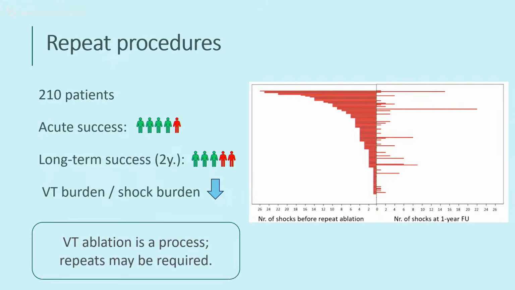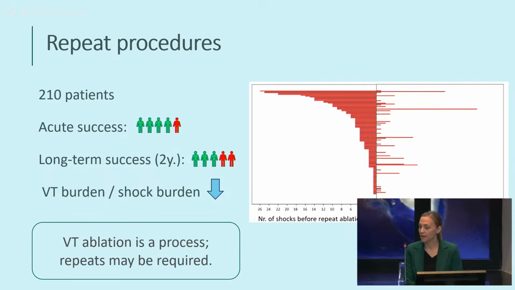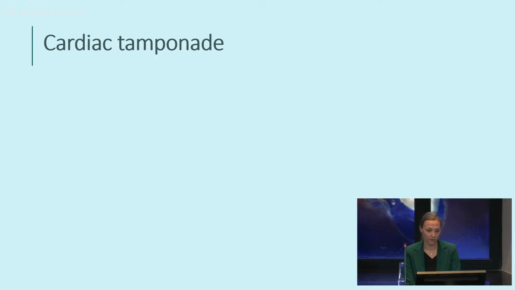These findings show us that VT ablation is a process. VT recurrence can happen. It doesn't mean that it was a failure of the procedure. Important is to try to slow down the progress of the heart failure, and maybe we will need repeat ablations for this sick population. What about risks?